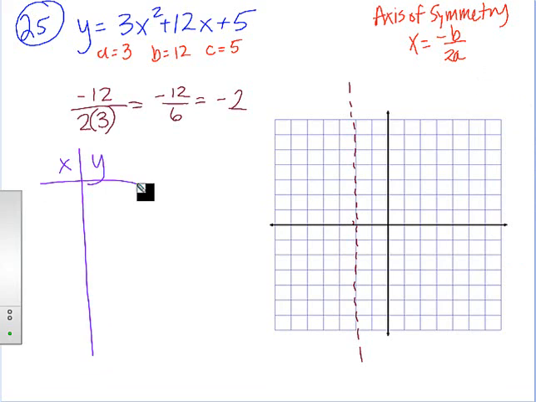And what's going to be that first value that we plug in for x? Negative 2. So how do we do that? How do we plug negative 2 in? Yep, every time we see an x, we replace it with negative 2.